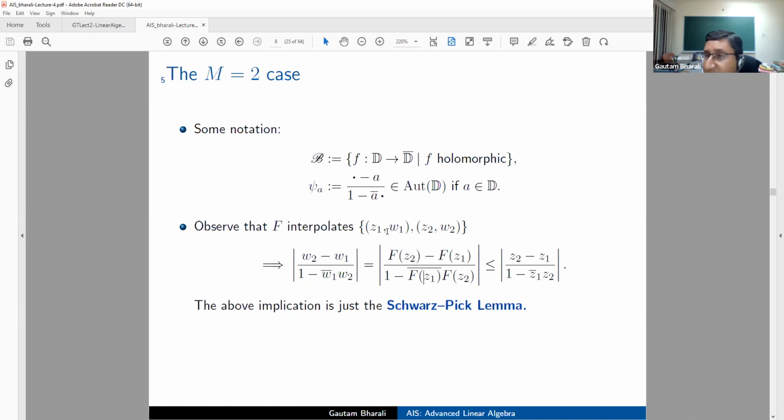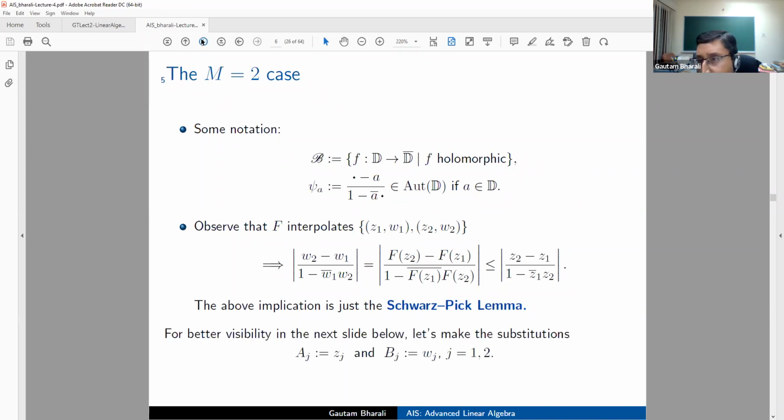So I have this implication: if f interpolates this data of sets of two points, then the following inequality follows. Keep it there for the moment. I want to show that the converse is also true, and then I will go to the problem with matrices. Just for better visibility, little zj and little wj don't look very clear in a drawing, so in the next slide I'm going to depict little zj by big Aj, and little wj by big Bj.